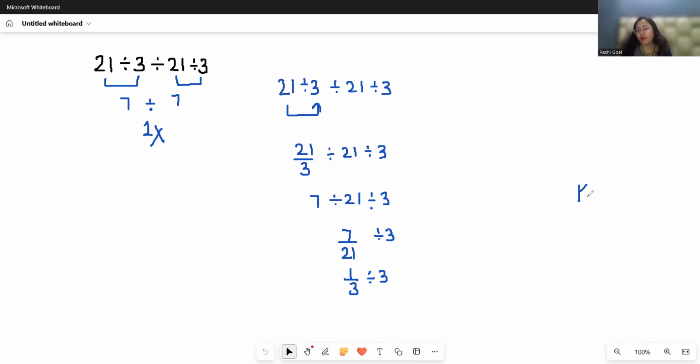No, you have to follow the KCF rule. Here K stands for keep, C stands for change and F stands for flip. That means keep the left hand, change the symbol from division to multiplication and flip the right hand. So it becomes 1 by 9.